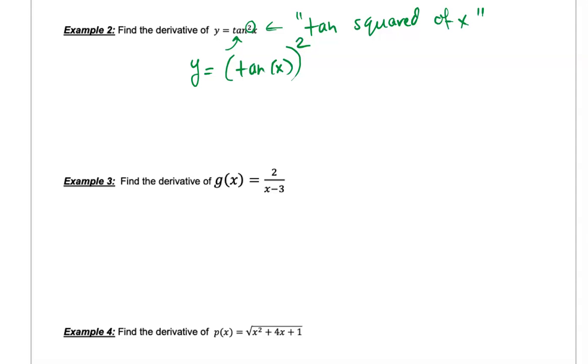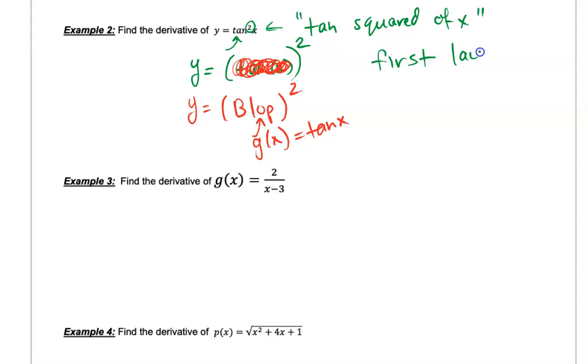So what that means is that the tangent function on the inside, that's like my blop. So I can think of y as blop squared. And the inside function is tangent. So we're going to multiply by the derivative of tangent after I take the derivative of the first layer. So the first layer is the squaring layer. So the first layer is blop squared. So I'm going to take the derivative of that. Derivative of the first layer would be 2 times blop to the first power. So that's what I'll start with.